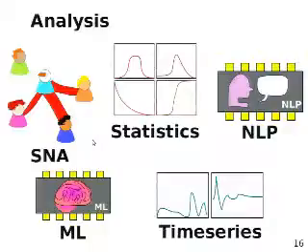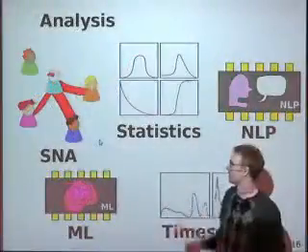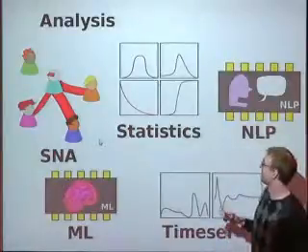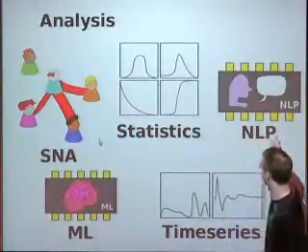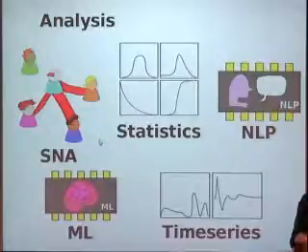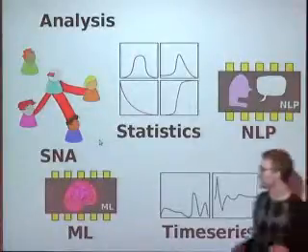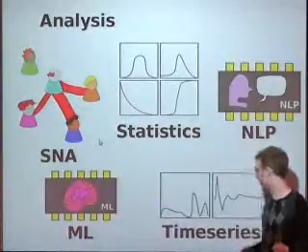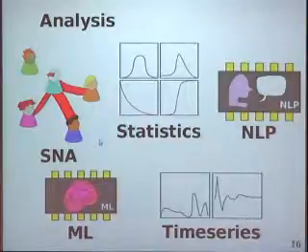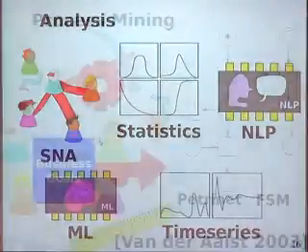Then we rely on a wide variety of analysis, a little bit of social network analysis, such as work by Bird et al., as well as statistics, some natural language processing, mostly at the level of counting words and doing topics. We also use machine learning to do classification. We rely heavily on time series, as the unified process diagram does as well.